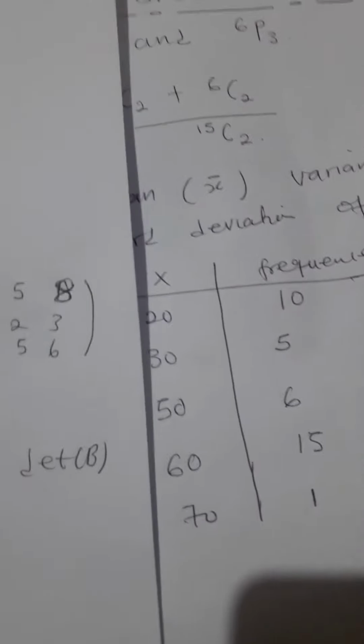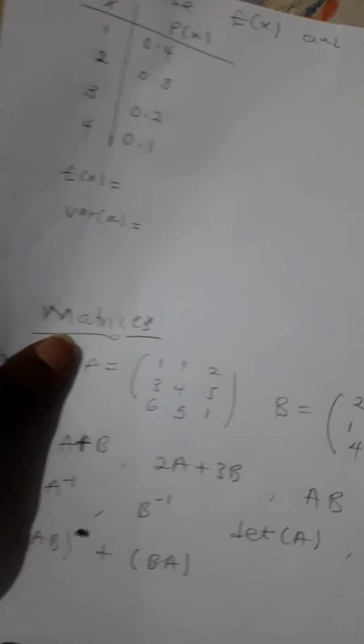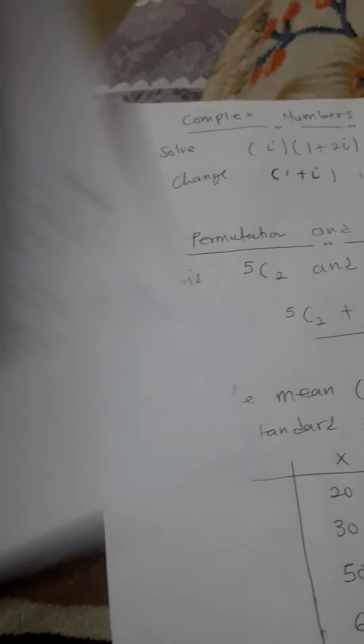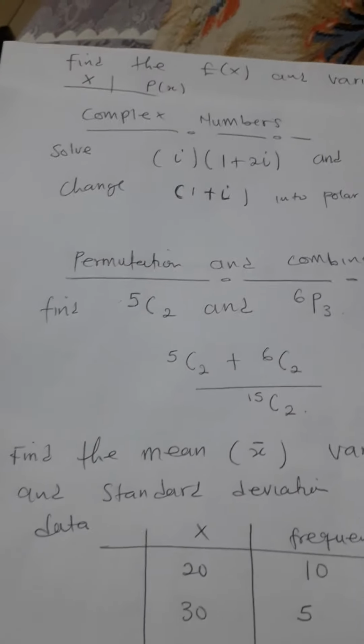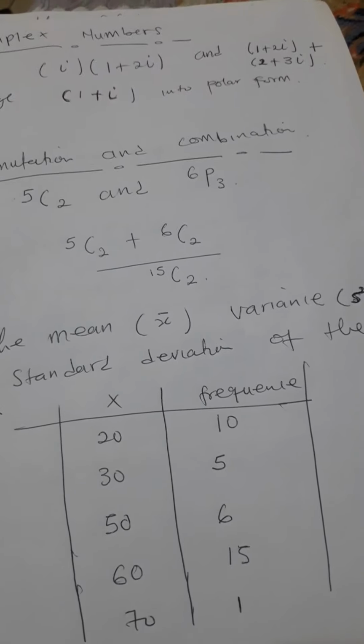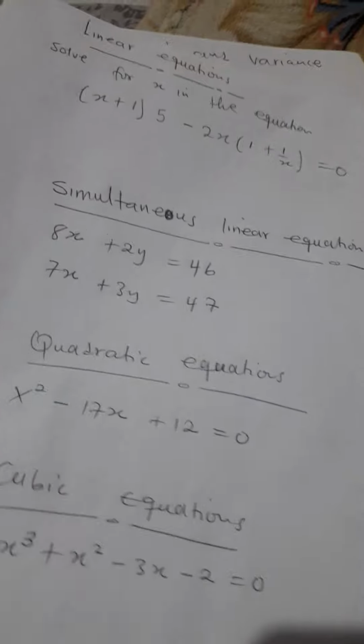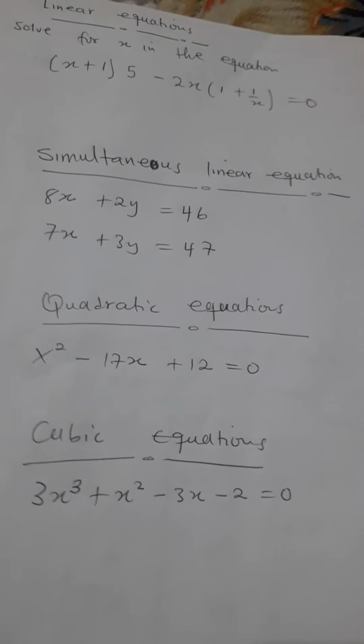So that is it for using the calculator to do some basic computations with matrices. Using a calculator for matrices and expectations and variance of probability distributions. We did complex numbers, using the matrix for complex numbers, permutation, and then the mean, standard deviation, and variance of statistics. Okay, we did linear equations and simultaneous equations, and cubic and quadratic.